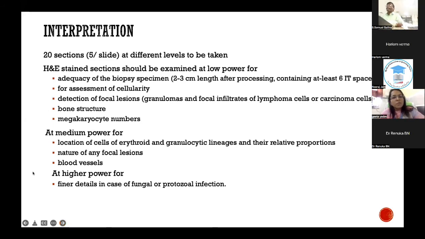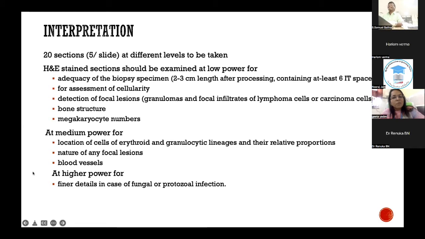What is written in Barbara Bain is 20 sections, 5 sections per slide, at different levels to be taken. We are not doing it as of now, but it is written in the literature, so we have to learn that 20 sections at different levels have to be taken, 5 sections on one slide. Each section should be examined at low power, similarly like the aspirate, for adequacy of the biopsy.